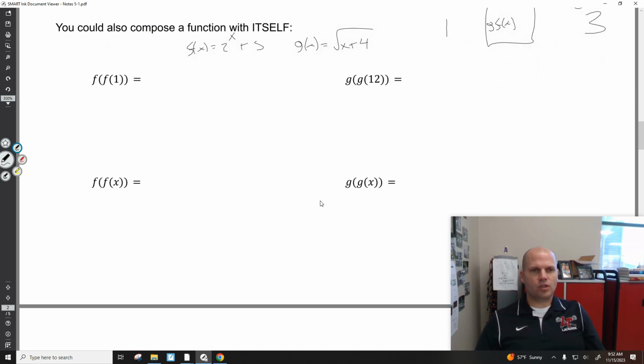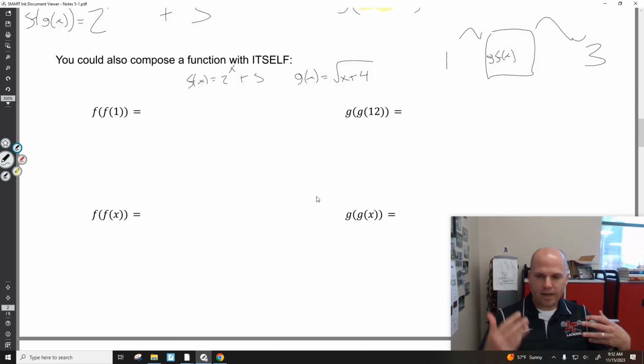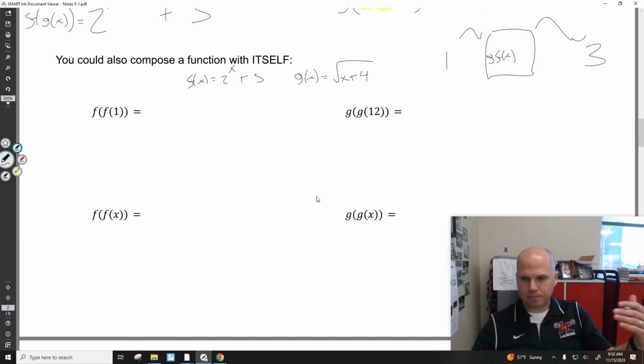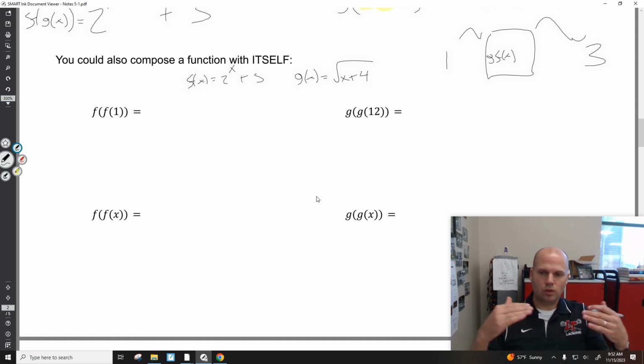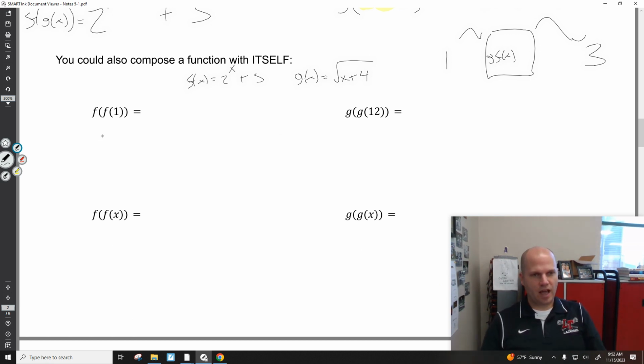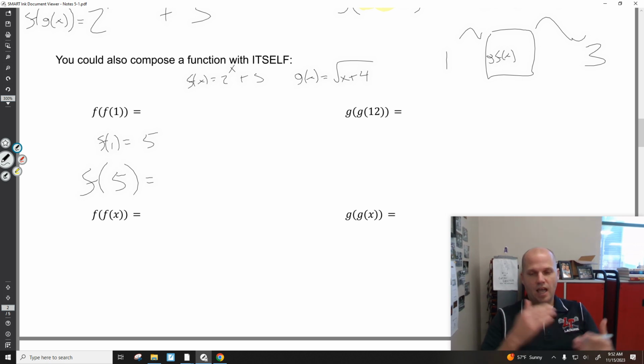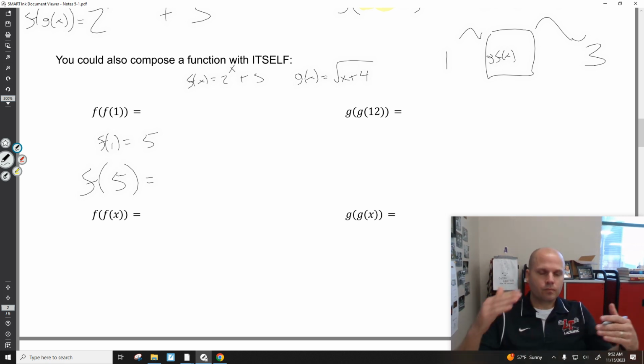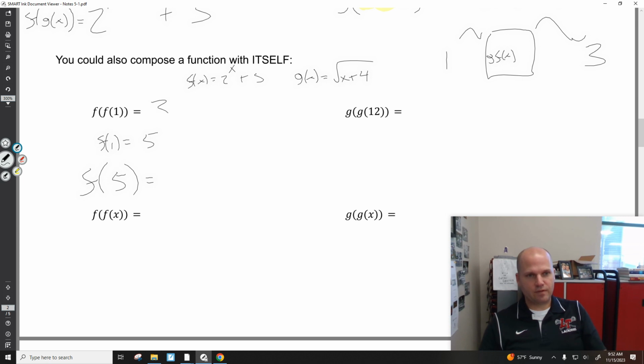Cool. So f of 1. And again, with numbers, if you're just doing a couple of them, it might be beneficial to just treat them as two different machines, two different functions. Finding g of 1 is 5. Finding f of 1 would be f of 5. F of 5 is 2 to the 5th, which is 32, plus 3, which is 35.